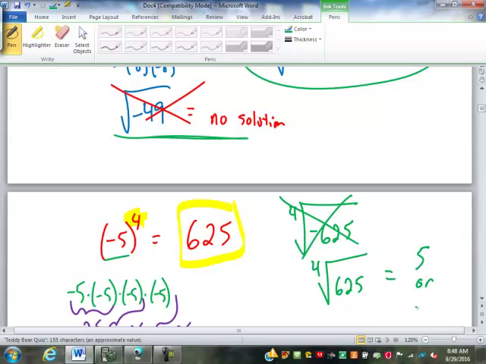5 or negative 5. Even roots, it could be a positive or a negative answer. We're usually concerned with the positive. Just like with square roots, the square root of 49 could be 7 or negative 7. Because anything to an even power is going to be positive, an even root can go back to either a positive or a negative number. Again, we're usually concerned with the positive.